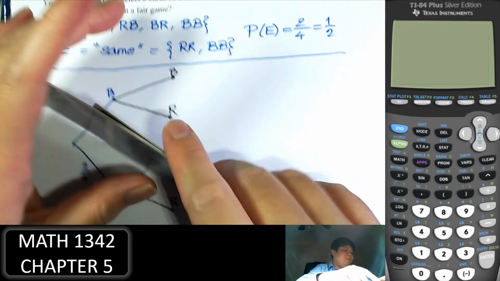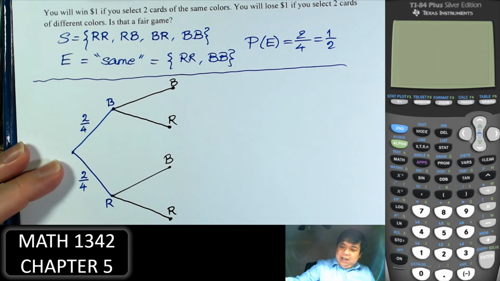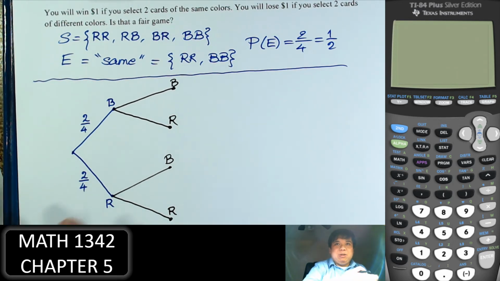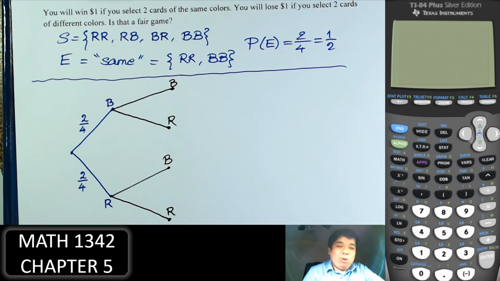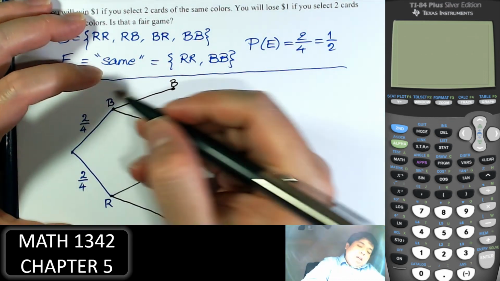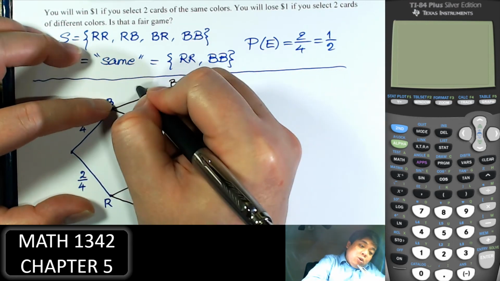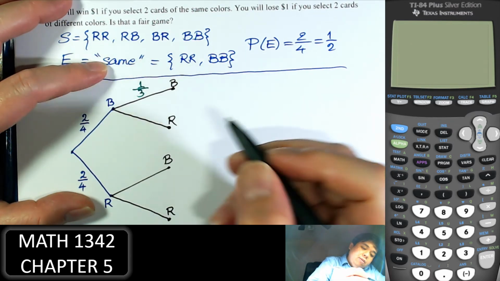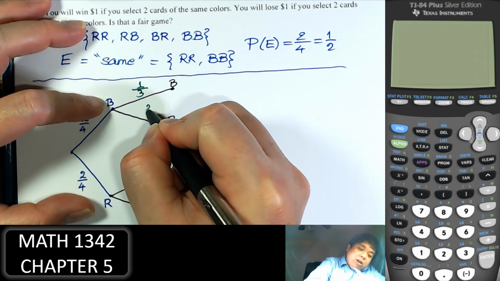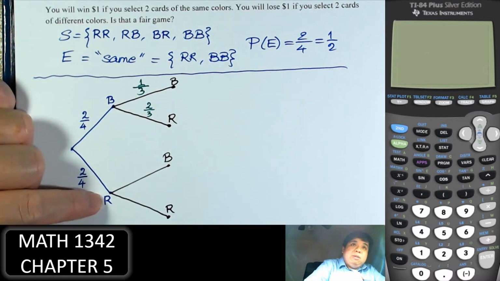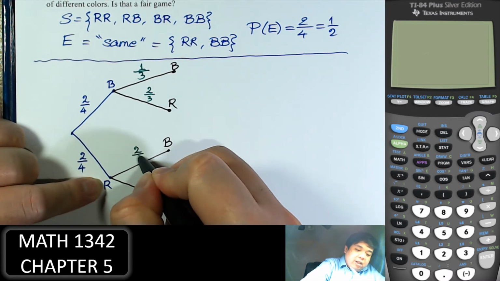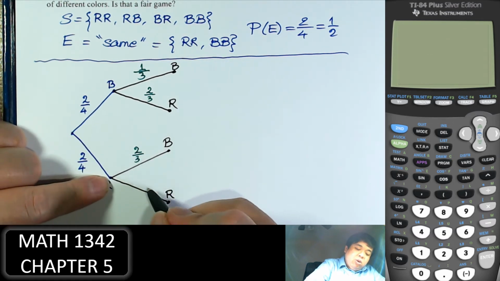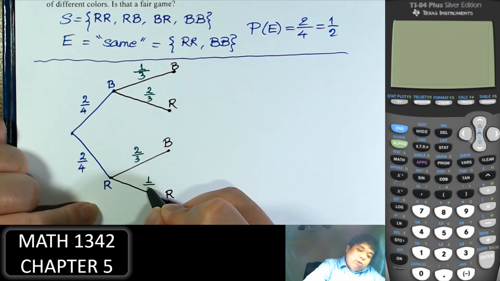But of course, we only have a few trials. If we want to get a good probability, we have to do the experiment many times. That's called the law of large numbers. Anyway, if the first one is a black card and the second one is also black, there's only 1 left out of 3. And if the first one is black, there are 2 red cards left out of 3. If the first one is red, there will be 2 black cards left out of 3. And then if the first one is red, there's only 1 red left out of 3.